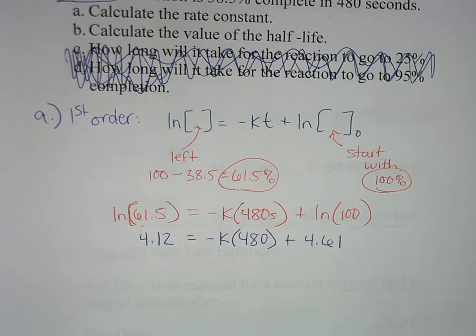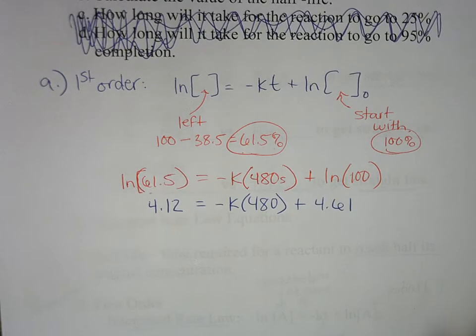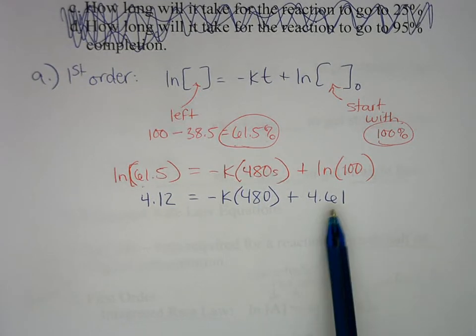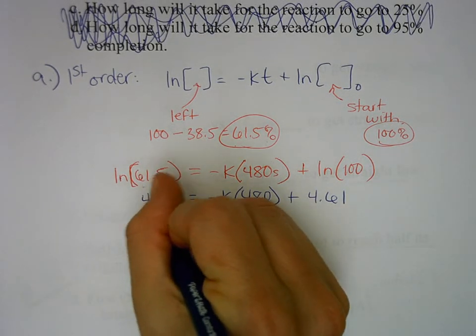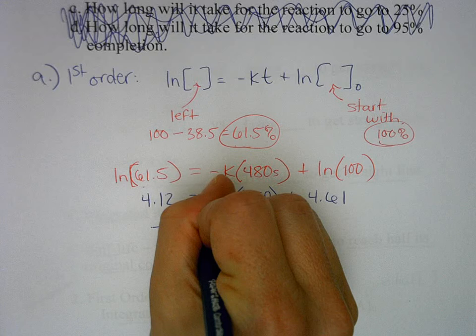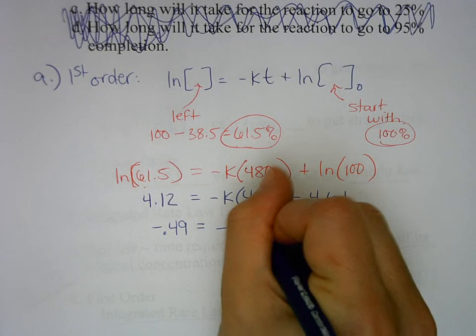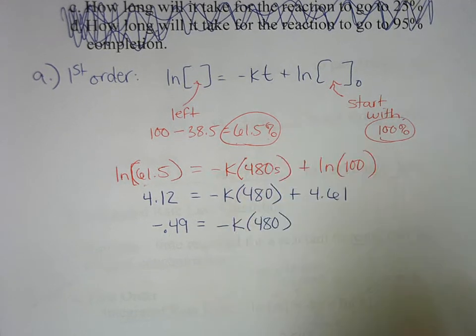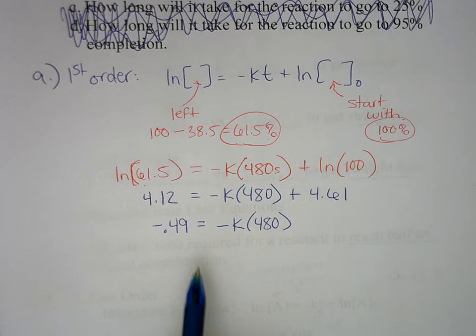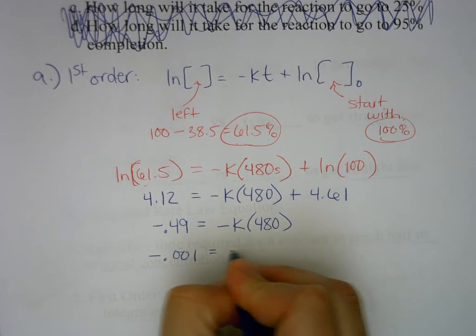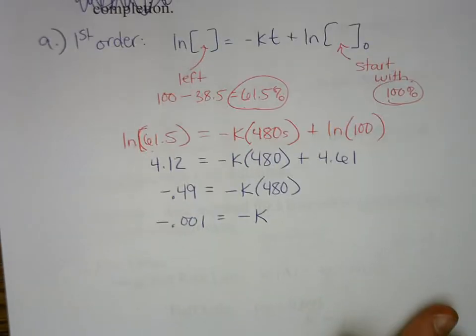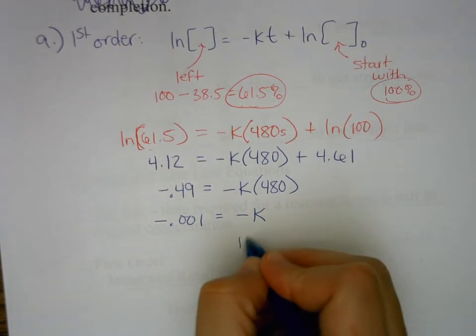So I'm trying to solve for k. It asked me for the rate constant. In order to do that, I've got to subtract 4.61 from both sides first. And you get negative 0.49 equals negative k times 480. And then when you divide 0.49 by 480, you get negative 0.001. That equals negative k. So then k is just 0.001.